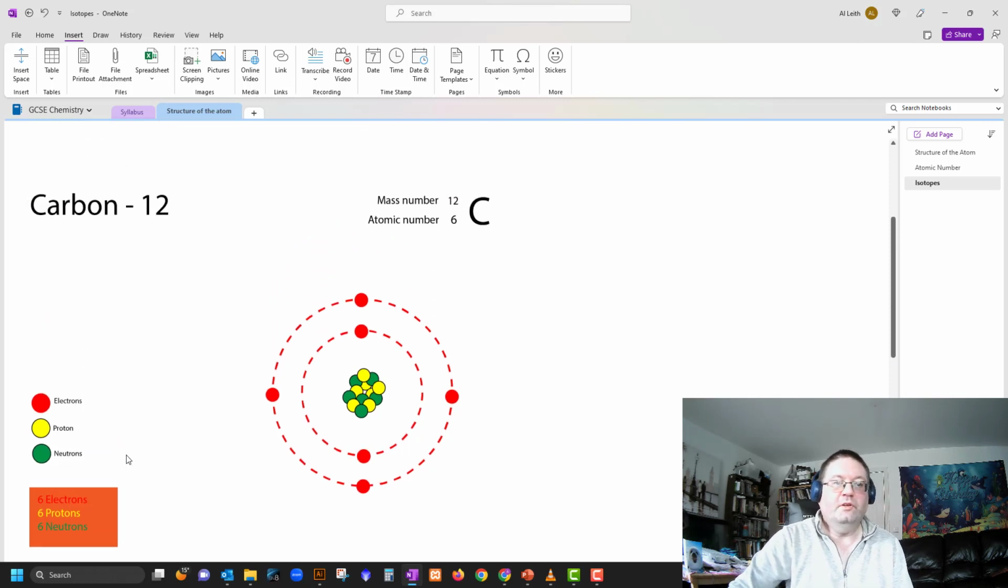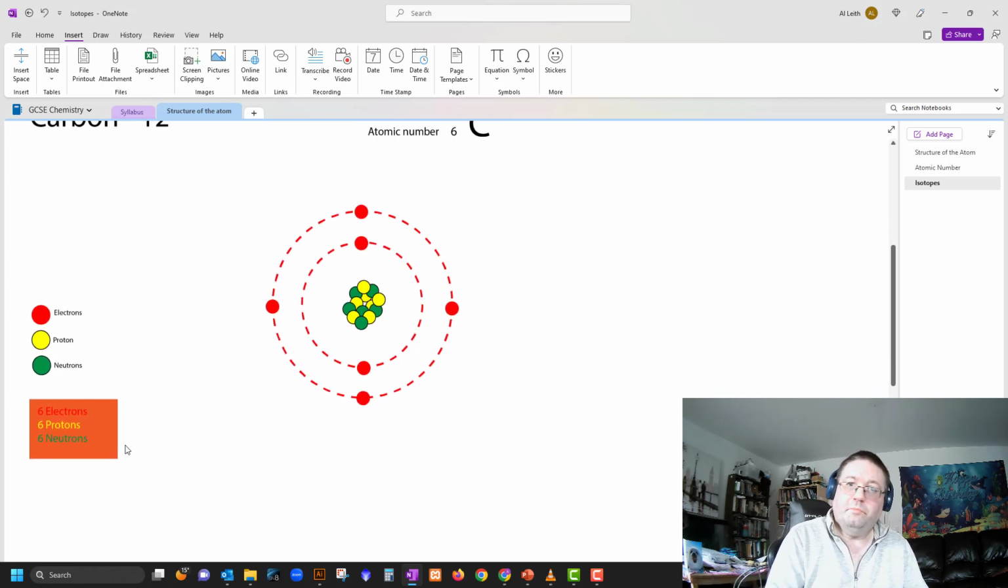So by varying the number of neutrons in the nucleus, you are changing the isotope of the element, not the actual element itself. That's the key takeaway from this brief tutorial.